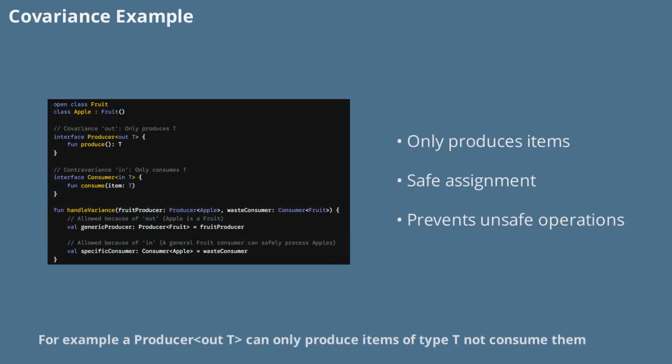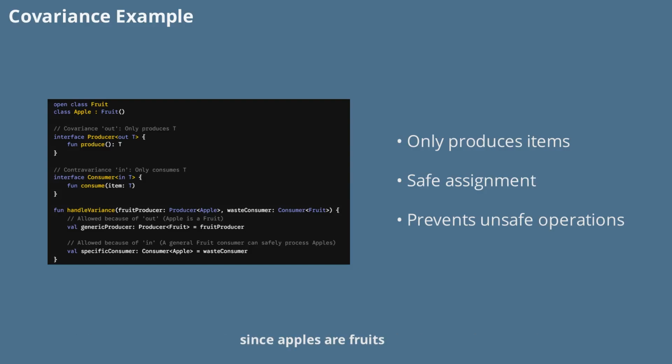For example, a producer out T can only produce items of type T, not consume them. This means you can safely assign a producer apple to a producer fruit, since apples are fruits. This rule prevents unsafe operations and keeps your code type safe.